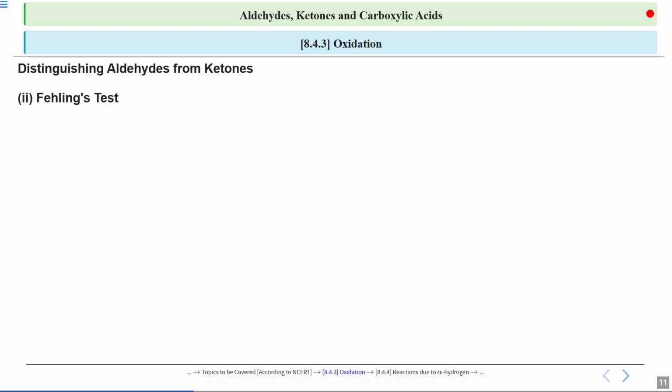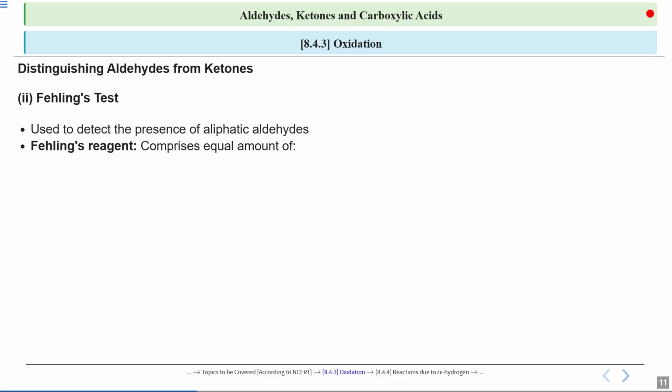Now we will see about the Fehling test. The Fehling test is one of the methods used to distinguish aldehydes from ketones. This test is particularly useful in identifying aliphatic aldehydes. So if you have to identify an aliphatic aldehyde, this Fehling test is very useful. This means it is effective for aldehydes that have straight or branched chains and not for aromatic rings. So in the Fehling test, we will talk about aliphatic aldehydes, not aromatic aldehydes.